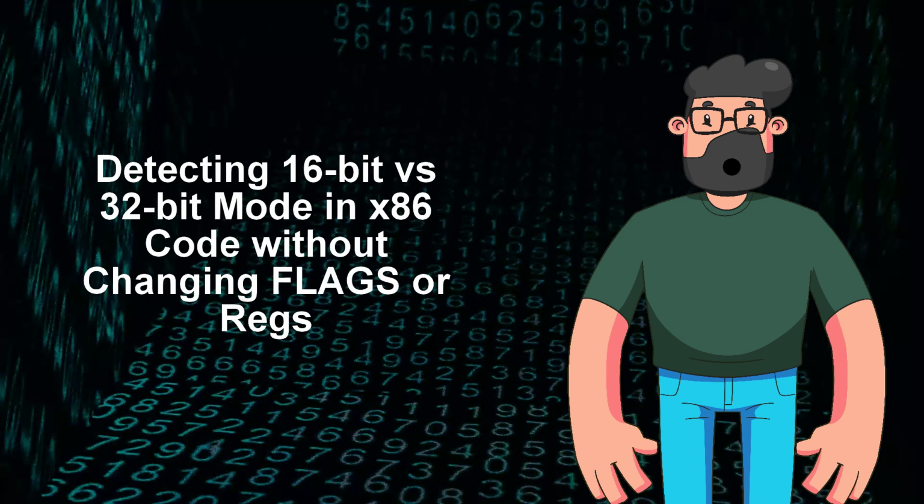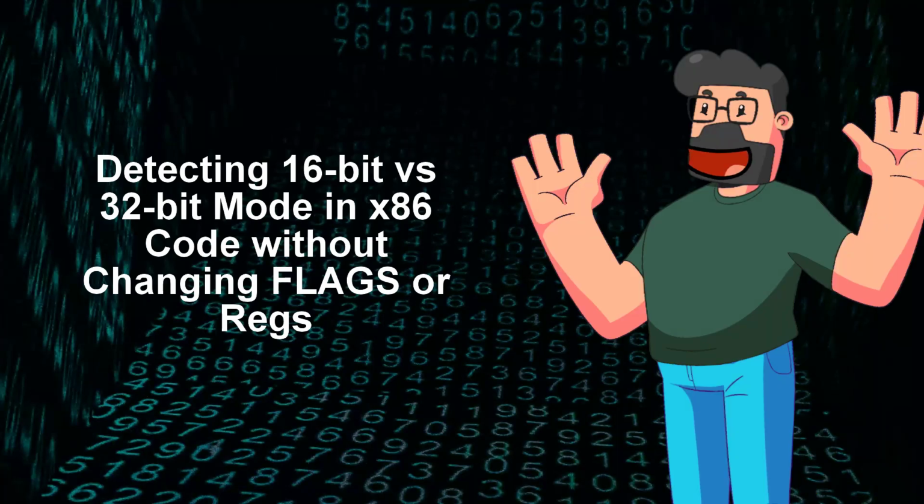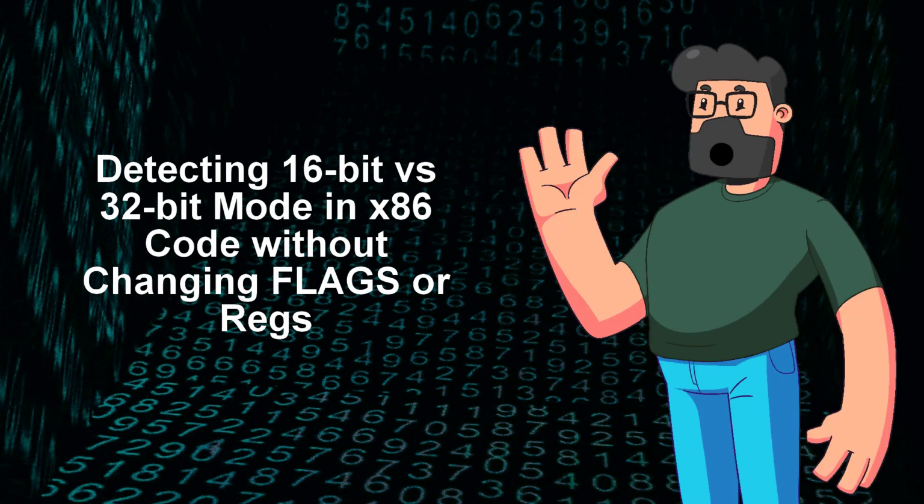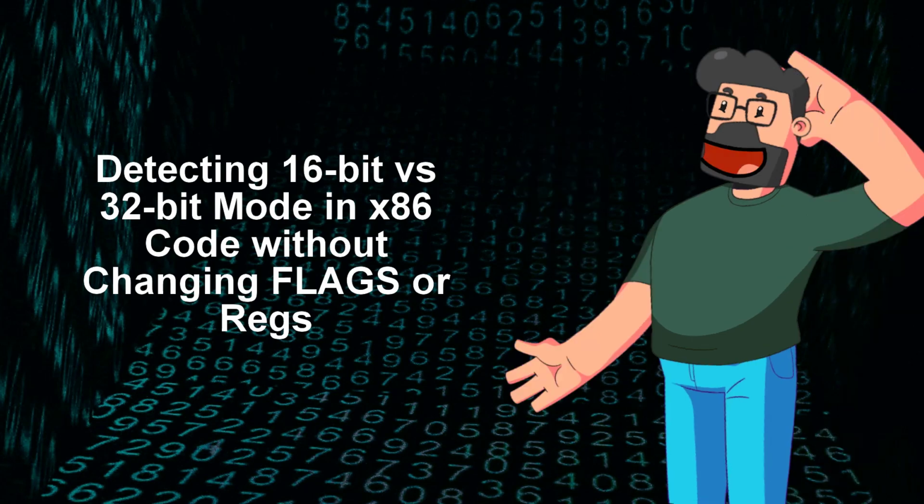Welcome to our video. Today we're going to discuss a fascinating problem related to runtime detection of the operating mode for x86 code. The problem lies in identifying whether the code is running in a 16-bit or 32-bit mode at runtime, without modifying any crucial registers, flags, or using the stack.